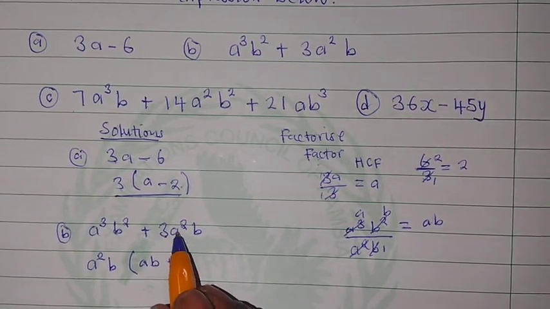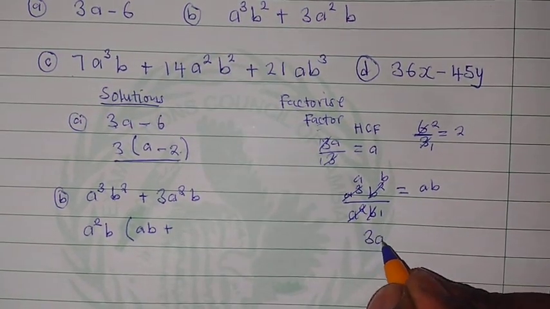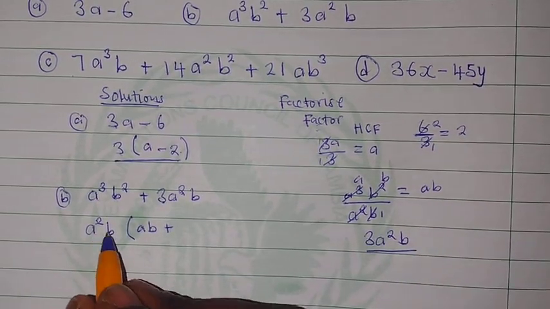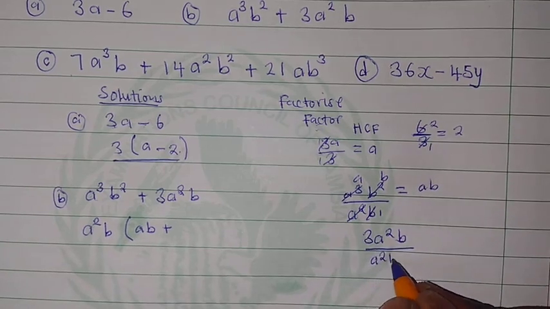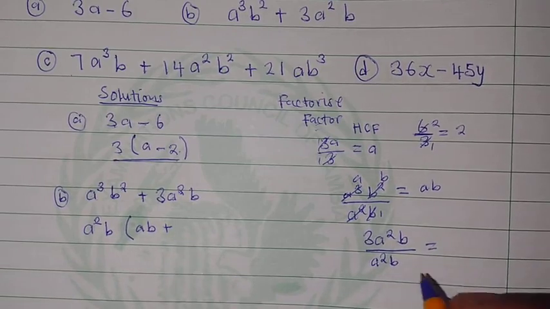Again, we get 3a squared b. Again, we divide here. So we'll get 3a squared b. Then we divide with this a squared b. We divide with a squared b. So we are dividing so that we know what we are going to put inside the brackets.